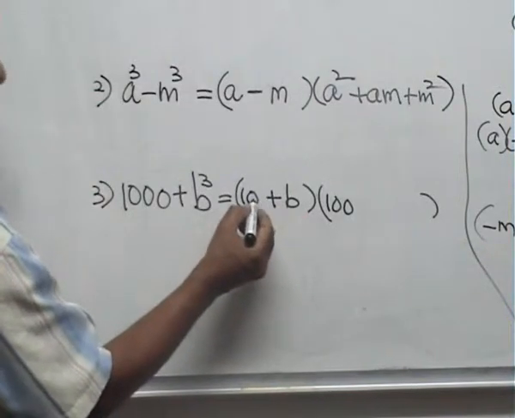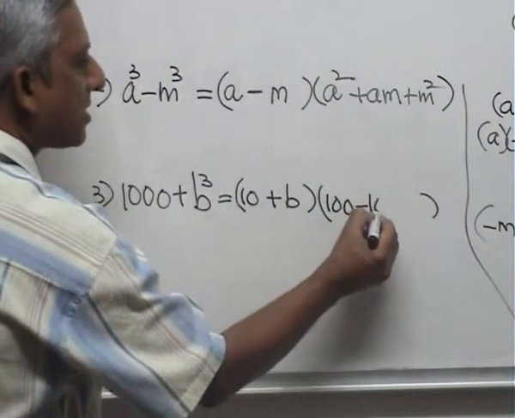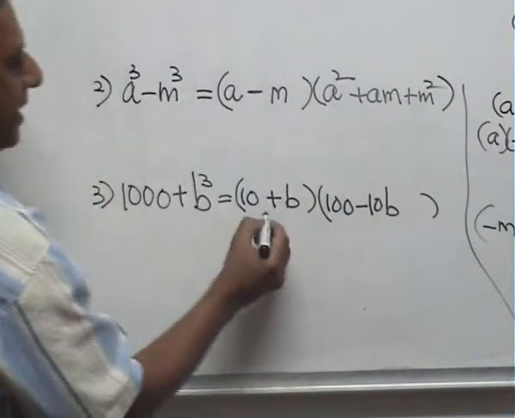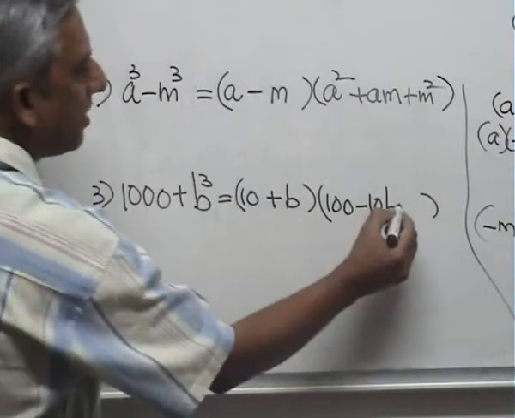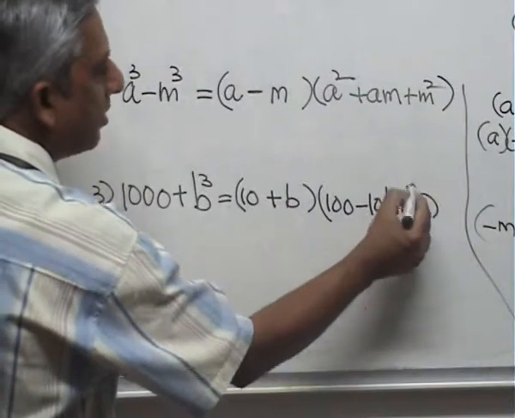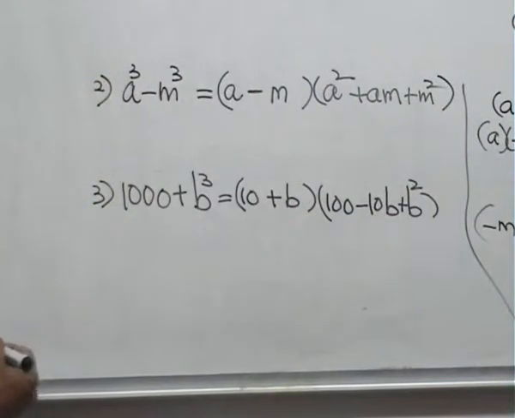Then I must change its sign. So it will become minus 10b. And finally square plus b squared. So that is how we factorize sum and difference of two cubes. Fairly straightforward, just apply the rules and you get the answers. So what I'm going to do now is give you a little exercise and you can enjoy yourself doing these examples.